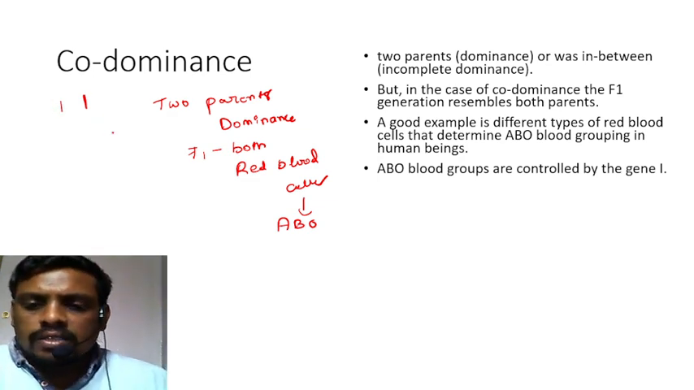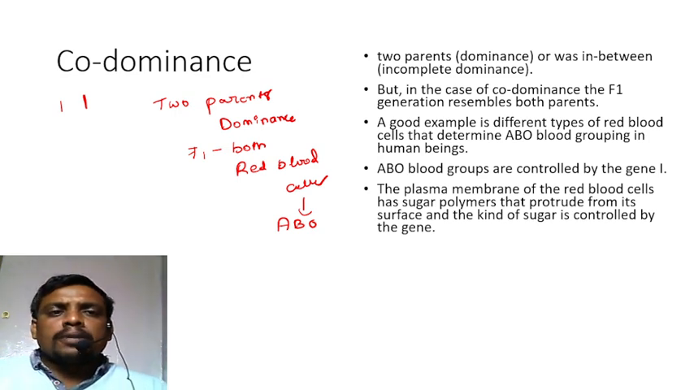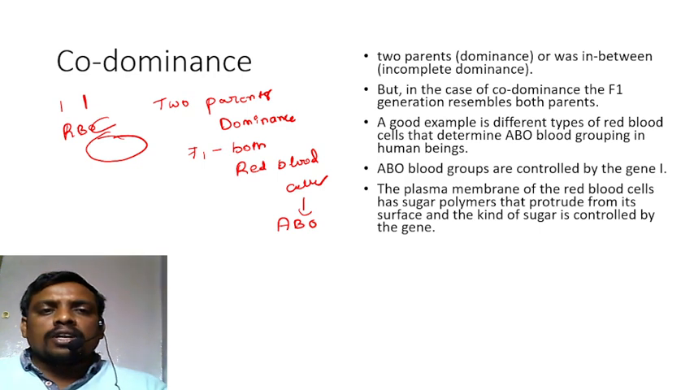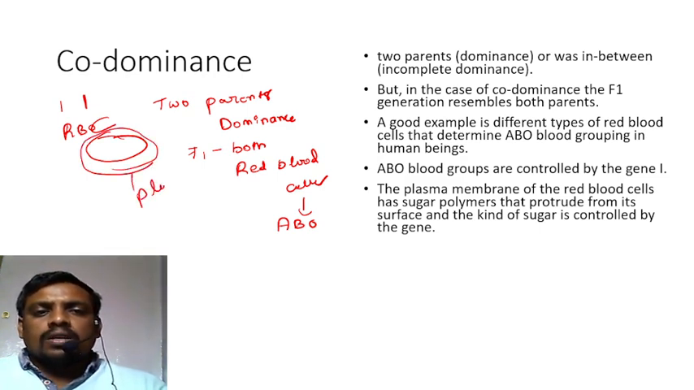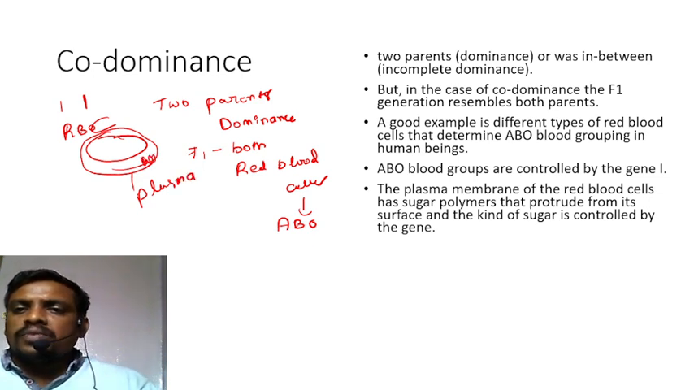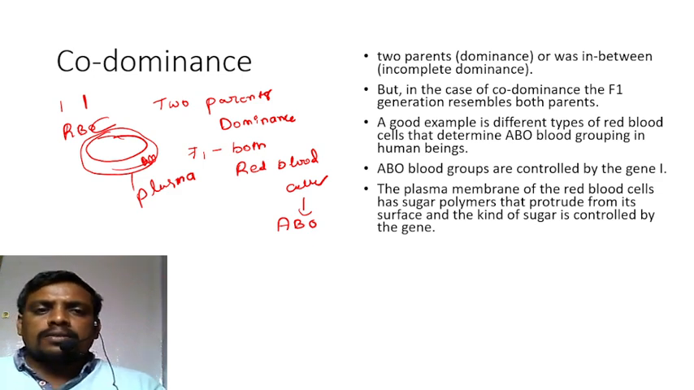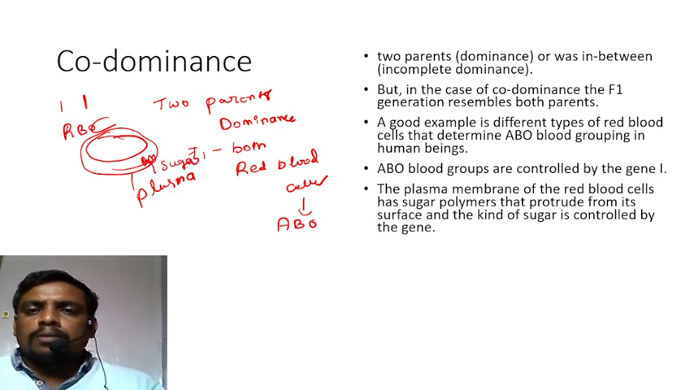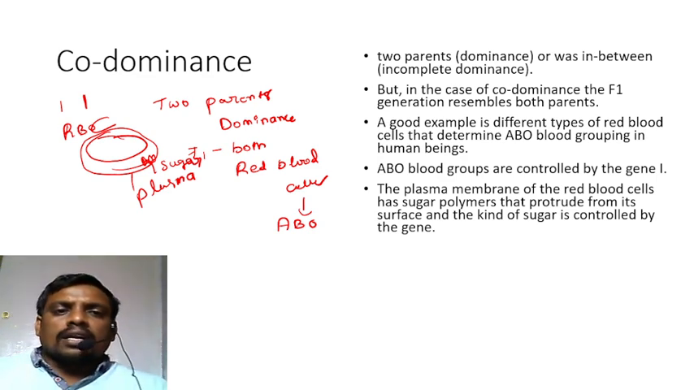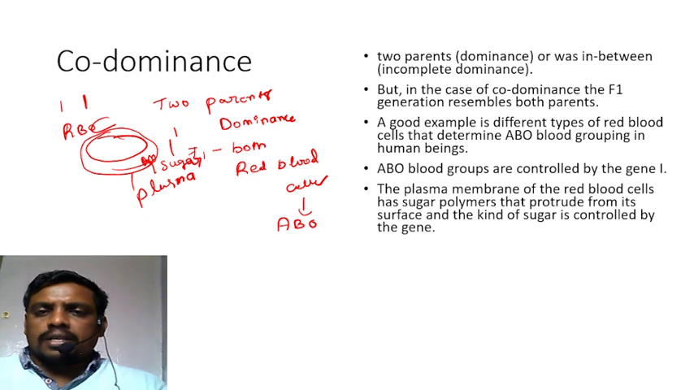Let us take the RBC. The plasma membrane of RBC, the membrane that surrounds the RBC, contains specific sugar polymers. What are they? Sugar polymers that protrude from its surface. And the kind of sugar is controlled by the gene I.